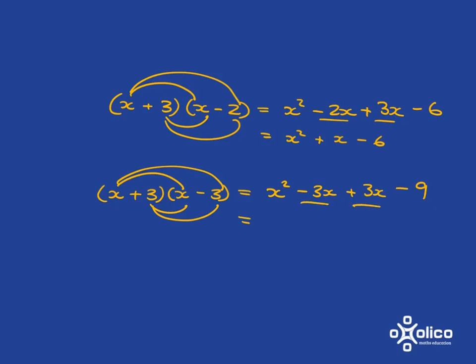Here's the interesting bit. There are your like terms, but when you add together 3x and minus 3x, they just cancel each other out, and so you just end up with 0 for that. And so you get x squared minus 9, and in this case, you only have 2 terms. And this is the special case of when you have, it would be similar if you had x plus 4, x minus 4, or x plus 5, x minus 5, or in fact x plus a half, x minus a half.